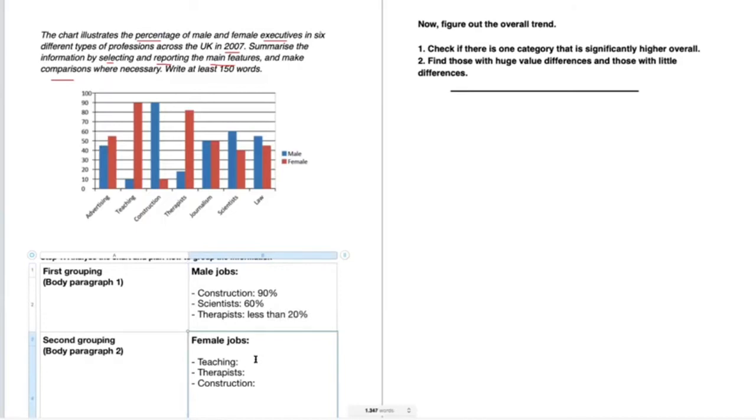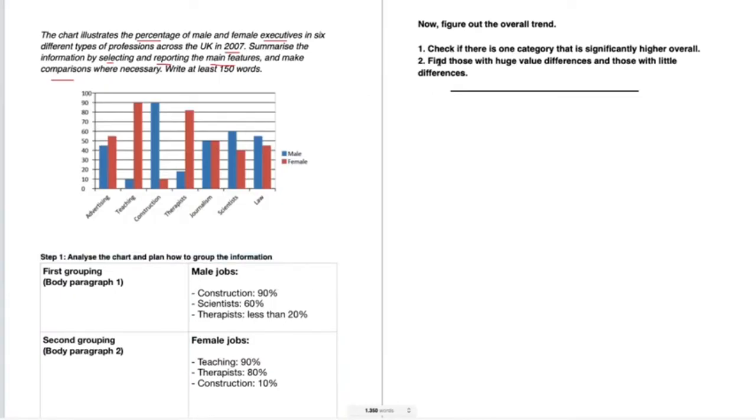When it comes to female jobs, I've picked teaching and therapists and construction. I'll show you why. So I've got teaching as the highest. I will put 90% there. Therapist is just around 80%. So I'm going to put 80% here. And then for construction, since it is the lowest, I'm going to say 10%. I haven't included any of the other female jobs because those are just mid-range and they don't really call out our attention. So this is my grouping, just like we did in the previous example.